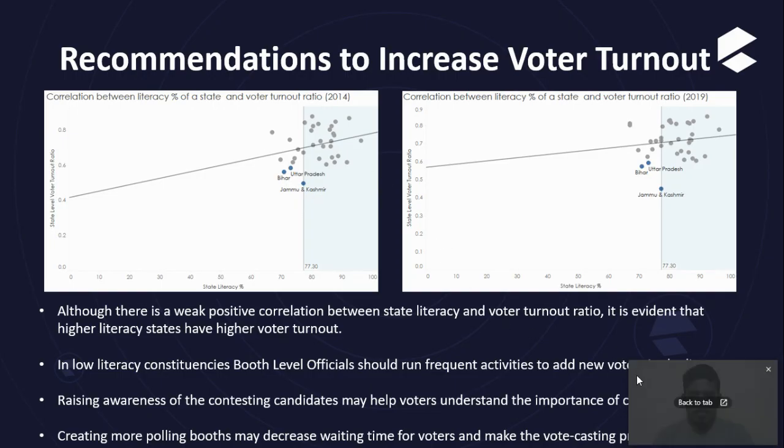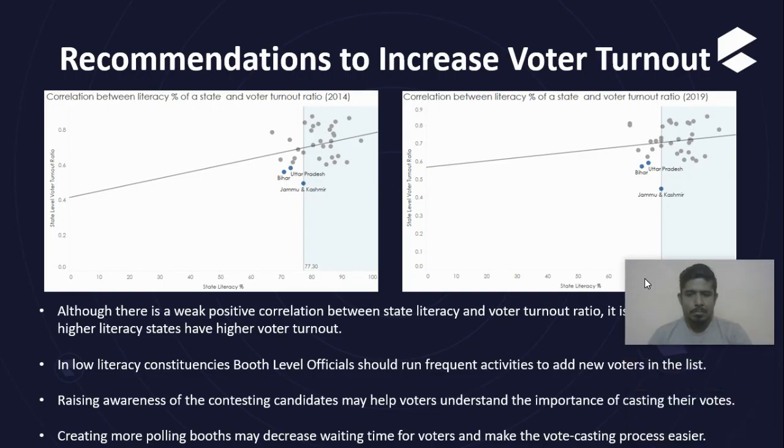Now the next three recommendations are not backed by data as my first recommendation was, and these three recommendations are my general recommendations. So the second recommendation of mine is that in lower literacy constituencies, booth level officials should run frequent activities to add new voters to the list. Now, raising awareness of the contesting candidates may help voters understand the importance of casting their votes. The last recommendation is that creating more polling booths may decrease waiting time for voters and make the vote casting process easier.